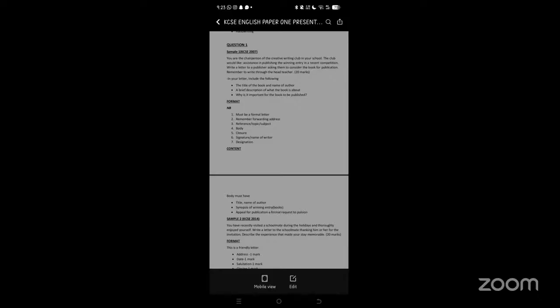Because this should even be very easy because already you are guided. Write that sample letter, borrow what you can borrow from this question, follow the guideline, then send me a picture. Tell me you have done it, kindly mark for me.